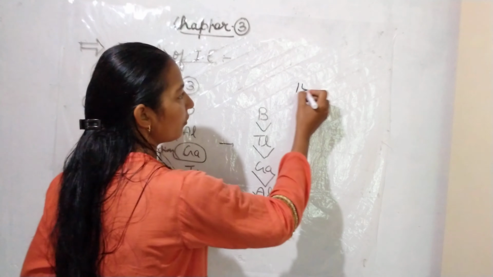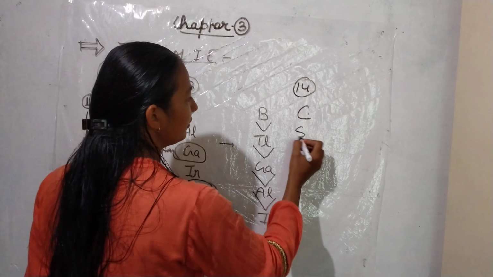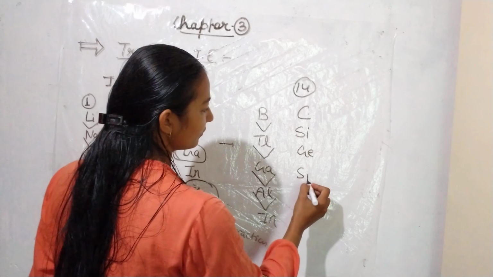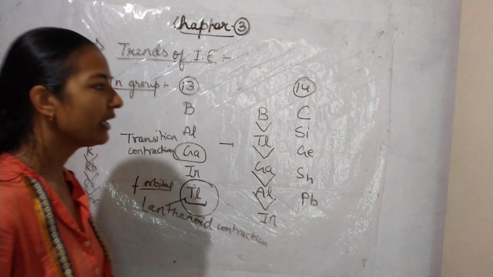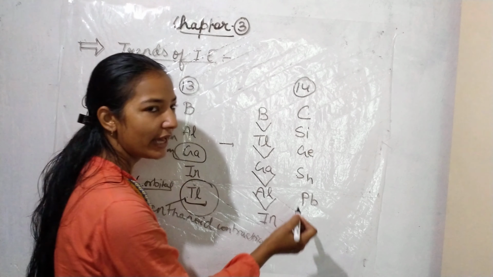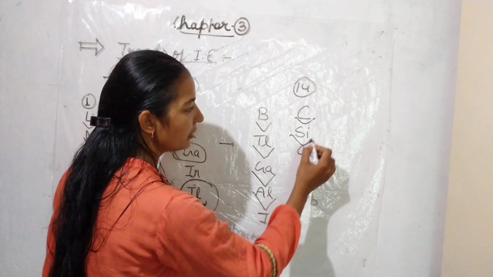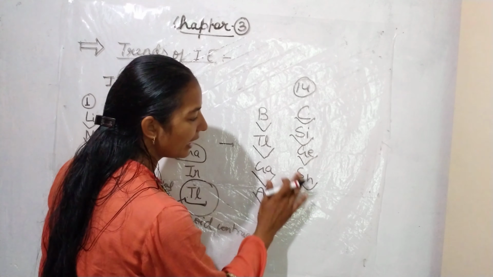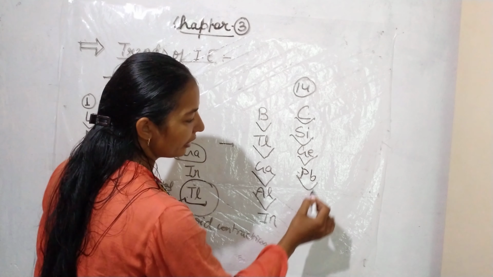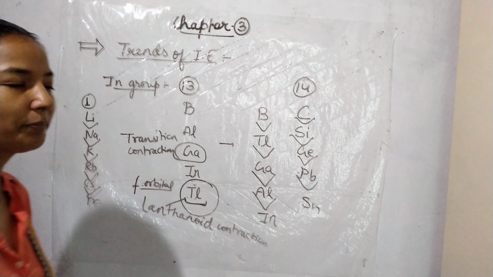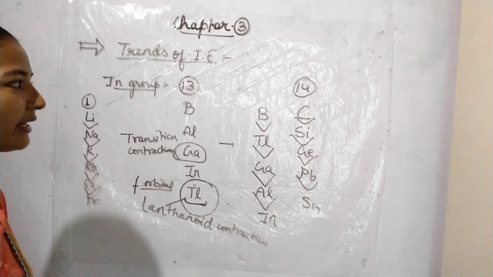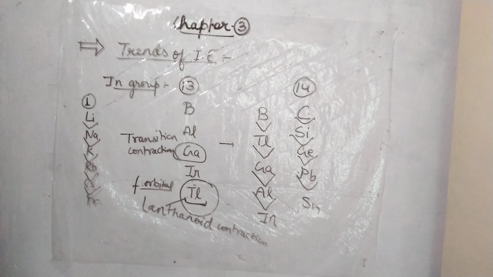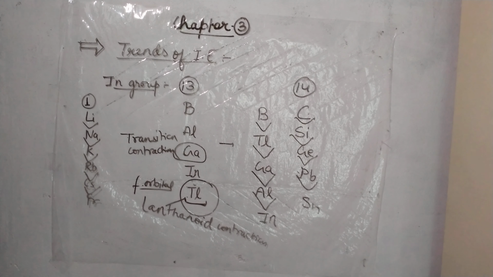And among group number 14, like carbon, germanium, here again in these elements, from top to bottom, the value of ionization energy must decrease. But here again, due to the lanthanoid contraction, the order is disturbed. And in all the rest of the groups, you will see the same type of order of ionization energy, that is increasing from left to right and decreasing from top to bottom. So this is all about ionization energy.